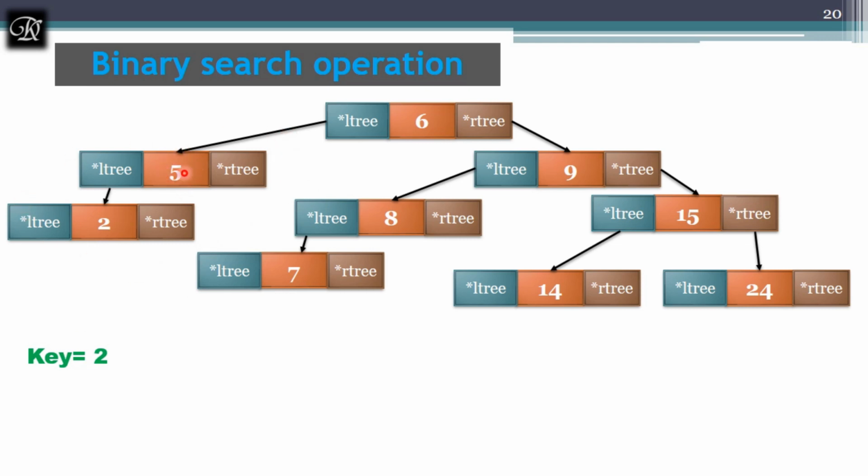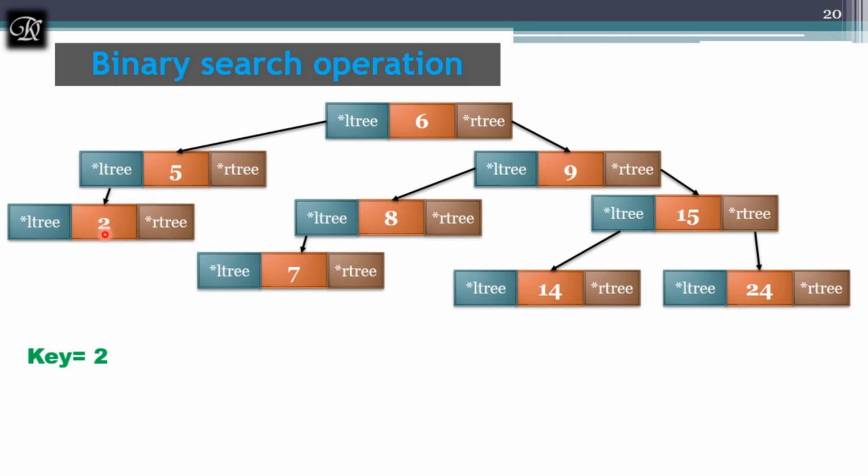Now consider 5 as the root. Again compare whether 5 and 2 are the same. No, they are not the same. Check whether 2 is smaller than 5. Yes, it is smaller than 5, so I should move towards the left part. If it is greater, I should move towards the right part. Now I am moving towards the left part. Now this is my subtree and this is the root.